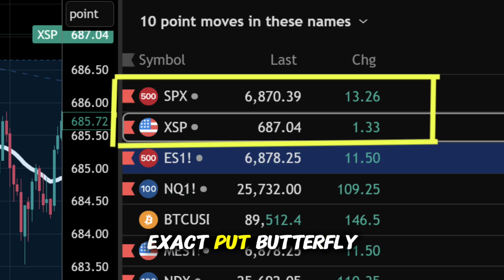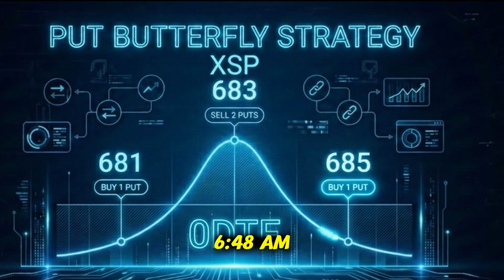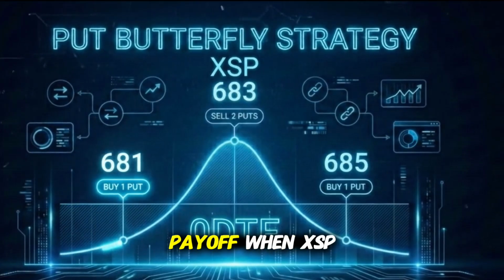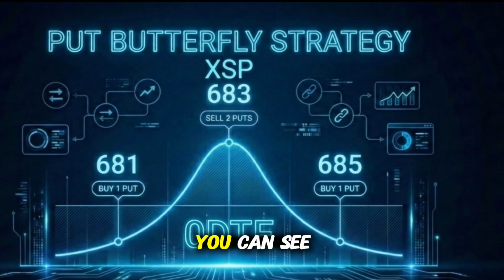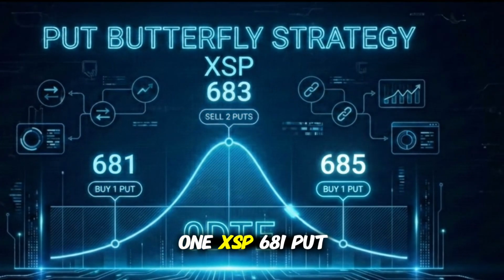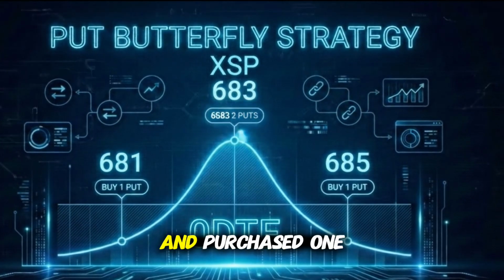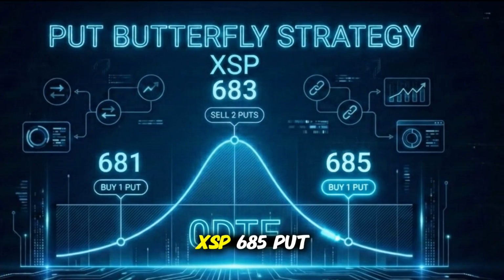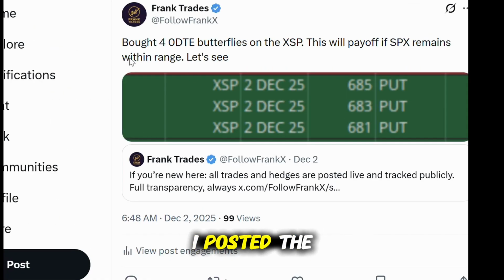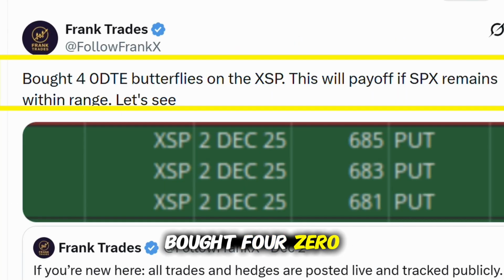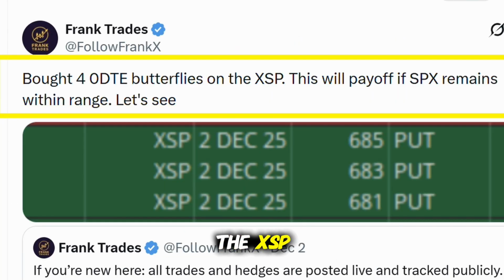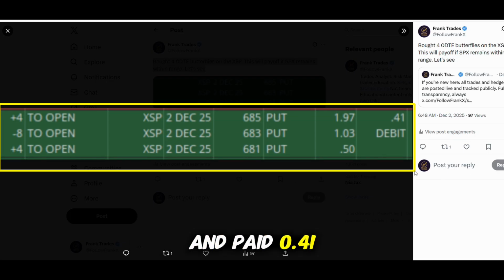This was our exact put butterfly on December 2nd at 6:48 a.m. It paid max payoff when XSP closed at 683. You can see that we purchased one XSP 681 put, sold two XSP 683 puts, and purchased one XSP 685 put. And you can see here that I posted the trade and said, bought 0 DTE butterflies on the XSP. This will pay off if SPX remains within range. We bought 4 contracts and paid 0.41, or $41 per contract.